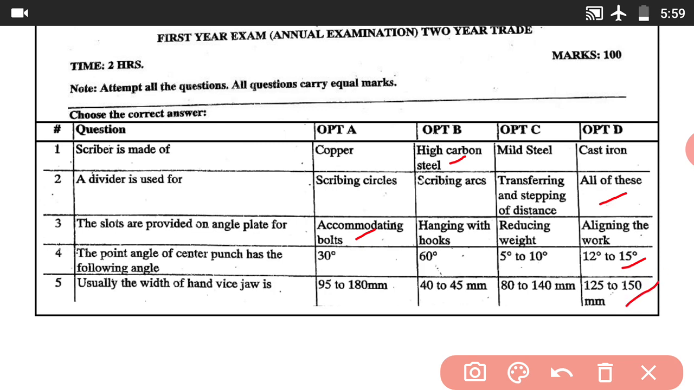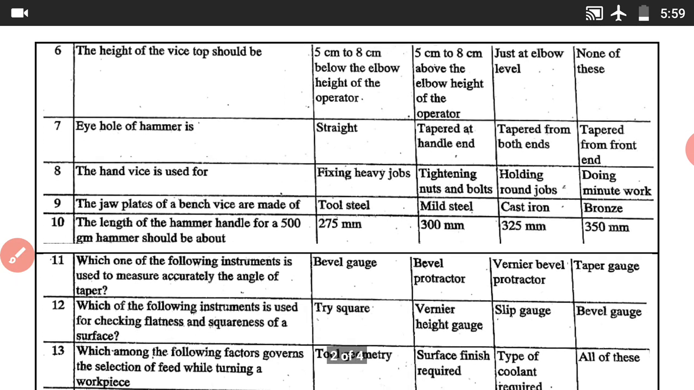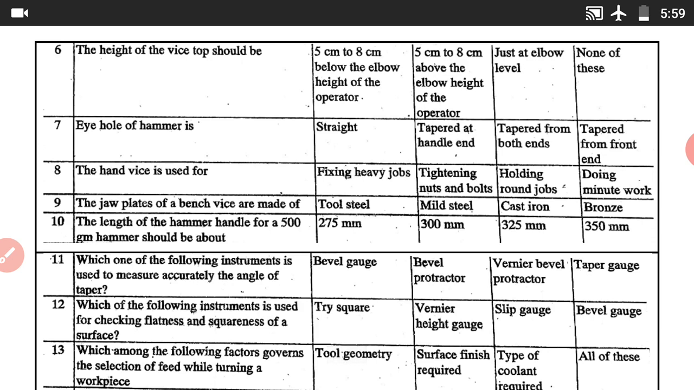Question number 6. The height of the vise top should be dash. This question answer just at elbow level. Answer C.